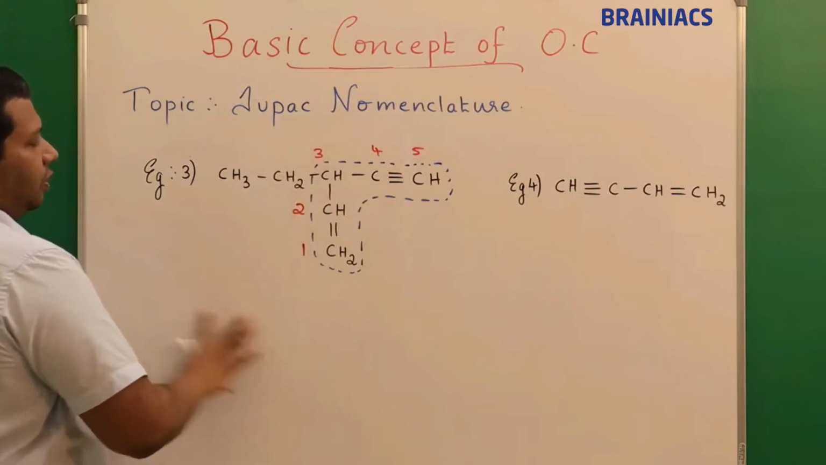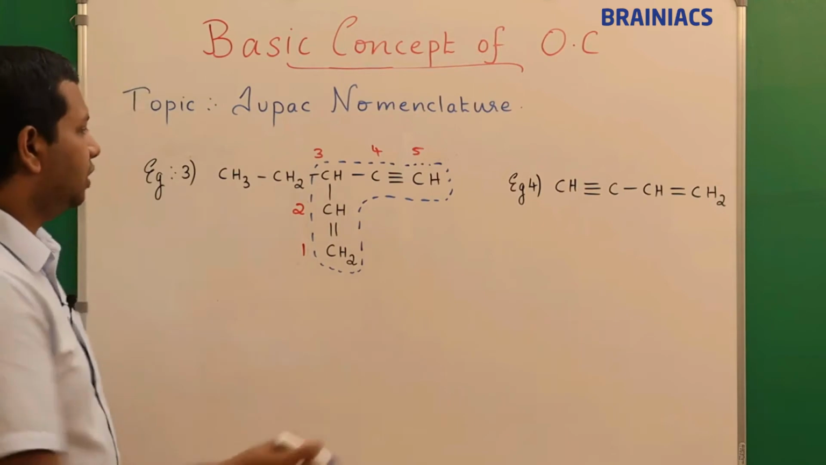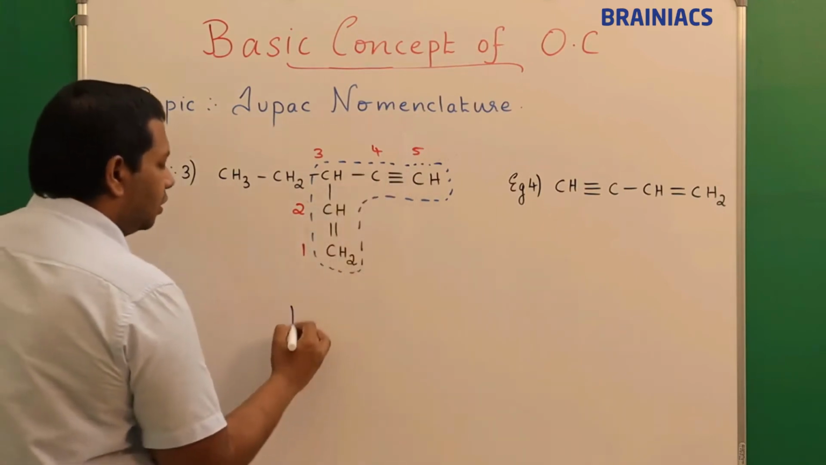Okay, so I hope you understood the numbering. Now the next thing is what? Putting the name. Now look at the parent carbon atoms. How many carbon atoms are there? 5 carbon atoms are there. So I will use the word root pent.